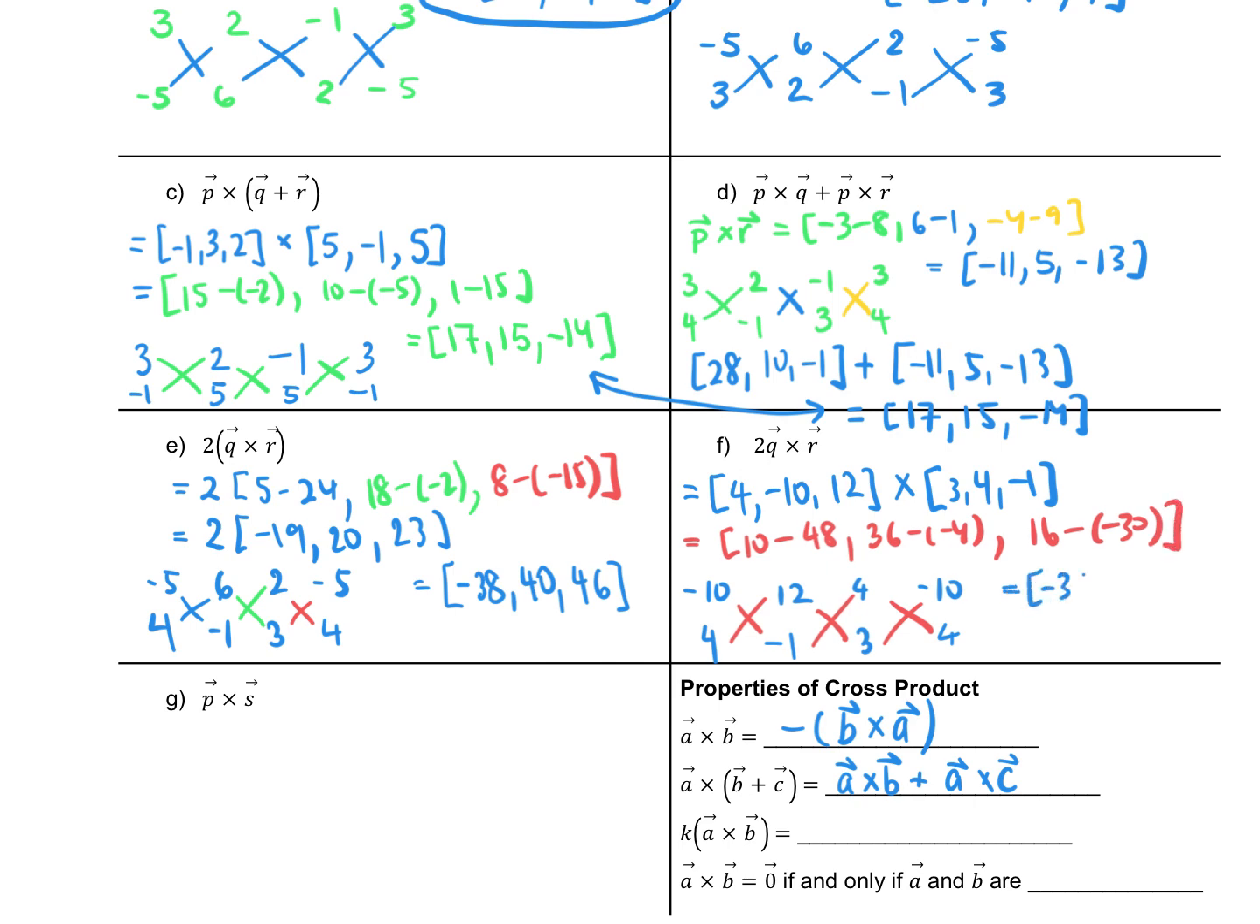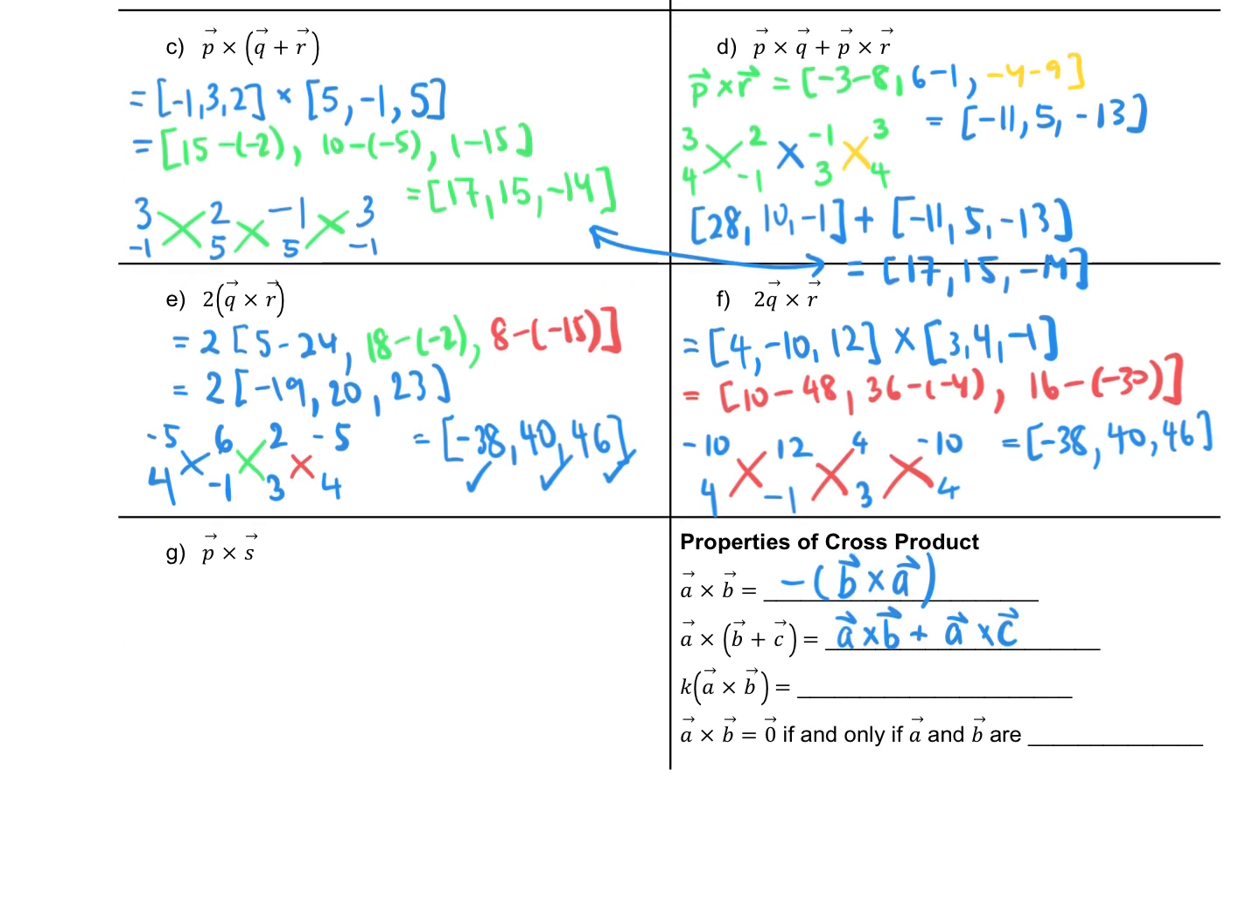And what do we get? 10 minus 48 is negative 38, just like before. 36 plus 4 is 40, just like before. 16 plus 30, 46, just like before. So what this shows is it doesn't matter when you deal with that scalar of 2. You can find your cross product first and then multiply that scalar in, or you can do k times a vector and then take the cross product with vector b, or vector a cross k times vector b. It doesn't matter. Similar property that we have for the dot product.